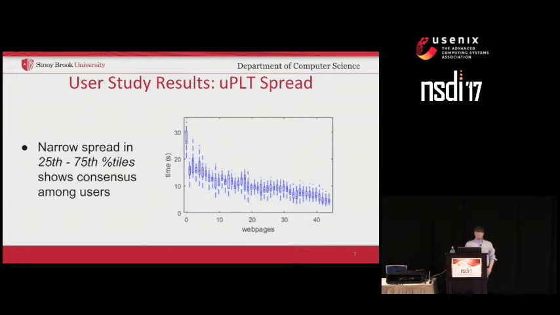The first figure is just a simple box plot of the uPLT, representing the spread over the 45 sites. What we can see specifically is the narrow spread in the 25th to 75th percentiles of the box plot, about 3 seconds overall users. What this means is there is a general consensus to this subjective question when we ask the users, when do you feel that the page is best loaded?